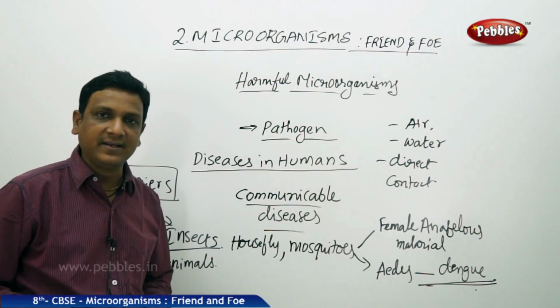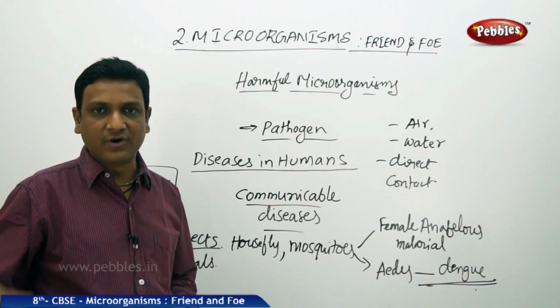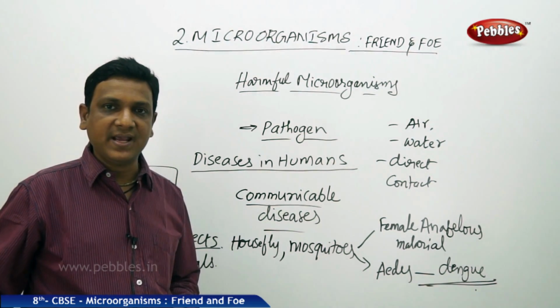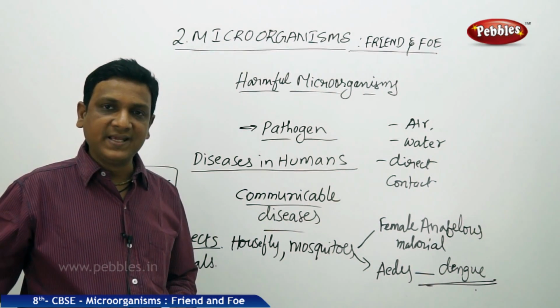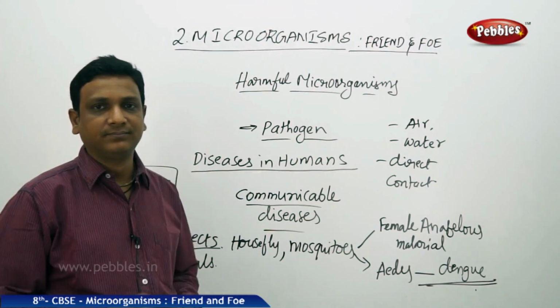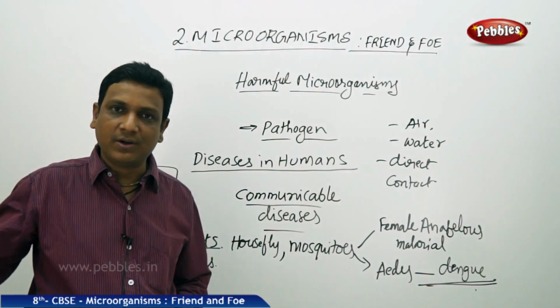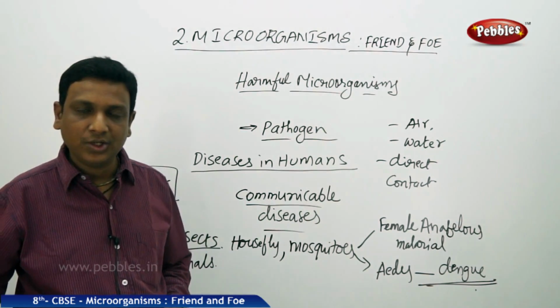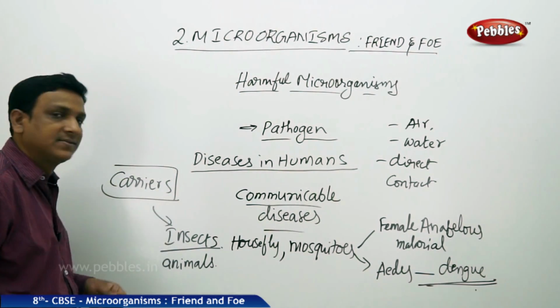Why are they called carriers? Because they are carrying the disease causing organisms from a dirty place, either from a drainage or from a toilet, from a place where microorganisms are there, to a healthy person. These mosquitoes are carrying the disease causing organisms from an infected person to a healthy person. So that is the reason they are called carriers.